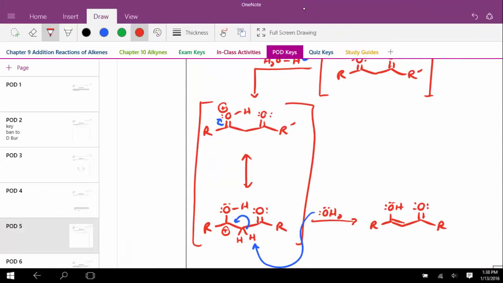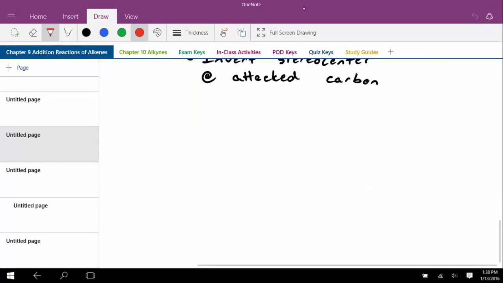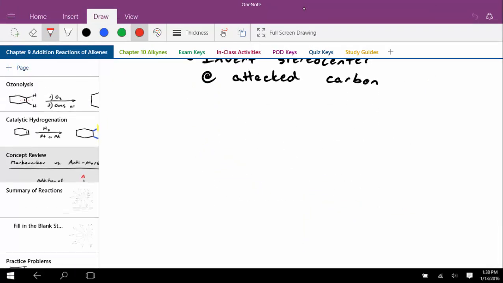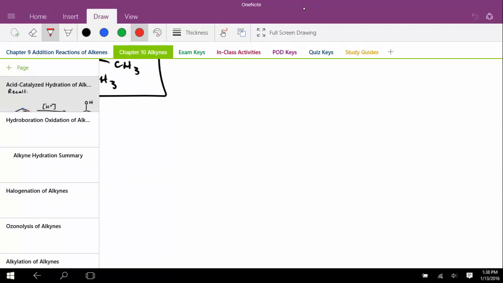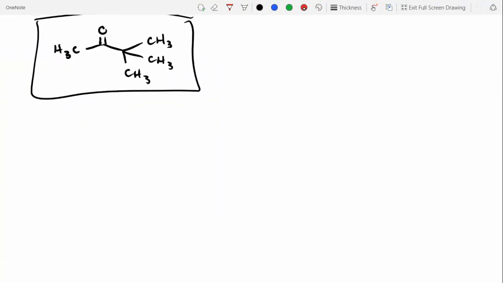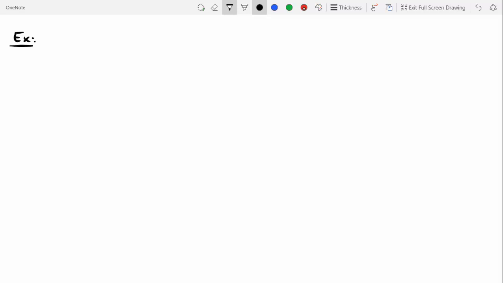So let's go back to our notes on chapter 9. Chapter 10, thank you. We can go back to chapter 9, I guess. And we've got a warm-up problem. All right, this first alkyne looks like this. And I'm going to use acid and water.